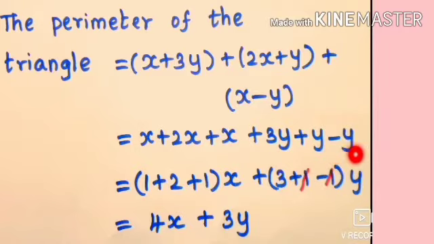Minus y, in this term the numerical coefficient of minus y is minus 1. And 1 plus 2 plus 1 is 4x, and here 1 plus 1 and minus 1 cancels, and the remaining is 3y. So 4x plus 3y is the perimeter of the triangle for the given three lengths in algebraic expressions.